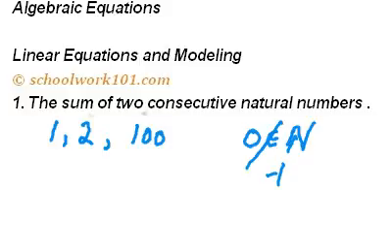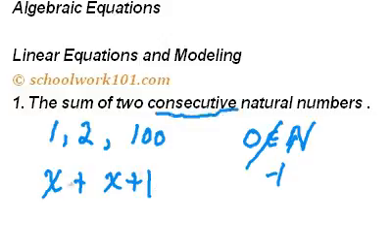But anyway, we don't know what the natural number actually is, so we're going to let it be an unknown quantity, and we'll just call it x. So that's our first natural number, and then the next natural number would be x plus 1, because they are consecutive. Now we can shorten the sum by saying 2x plus 1.